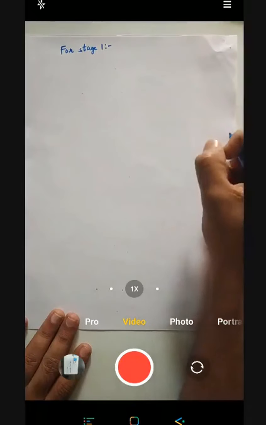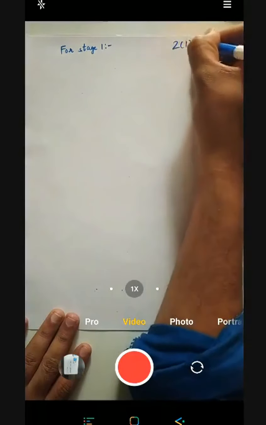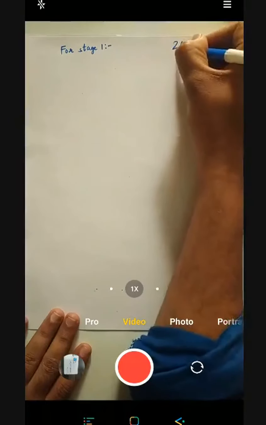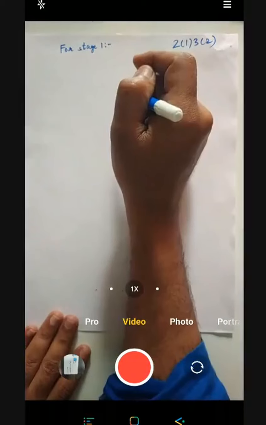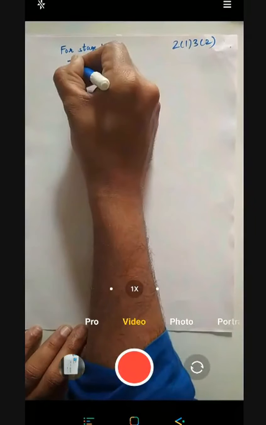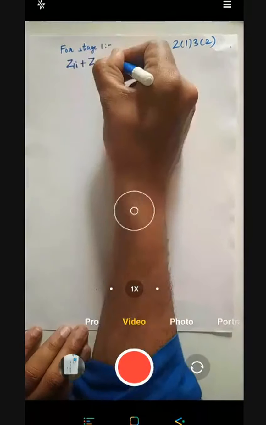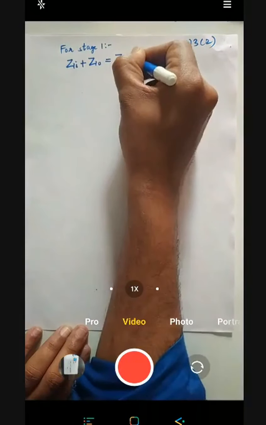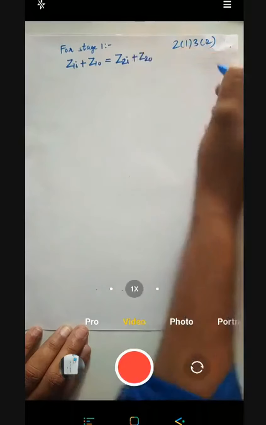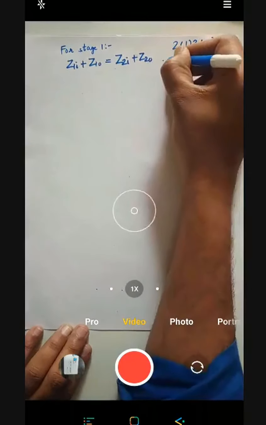There are two gear pairs in stage 1, that is 2, 1, 3, 2. So I will write one formula that says the center distance between the two gear pairs will be equal. That is Z1 input plus Z1 output will be equal to Z2 input plus Z2 output. This is the formula for the center distance between the two gear pairs remaining equal.